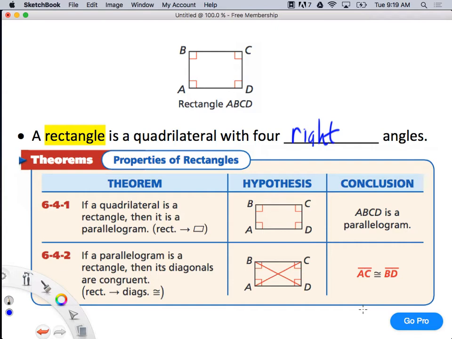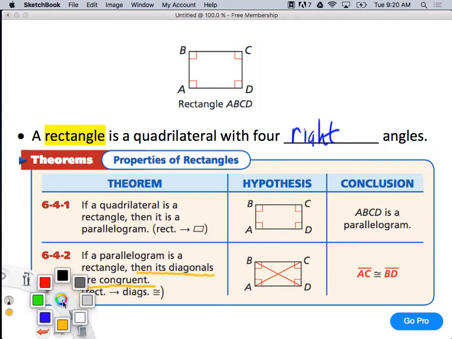And the next one, Akira, will you read the next one for me? Its diagonals are congruent. Everybody underline or highlight that. If you don't have a highlighter, I'd recommend that you get one because we're going to do notes like this. So, if a parallelogram is a rectangle, then its diagonals are what? Congruent. So the diagonals of a rectangle are congruent. And you can even write that down in your own words right below that.